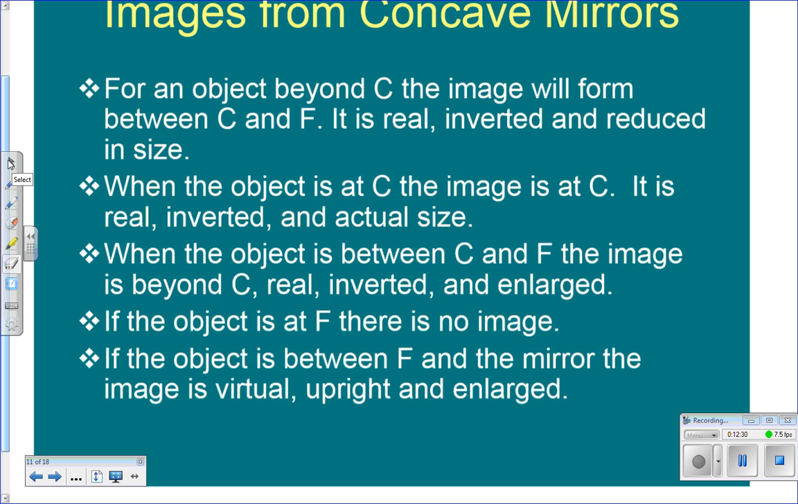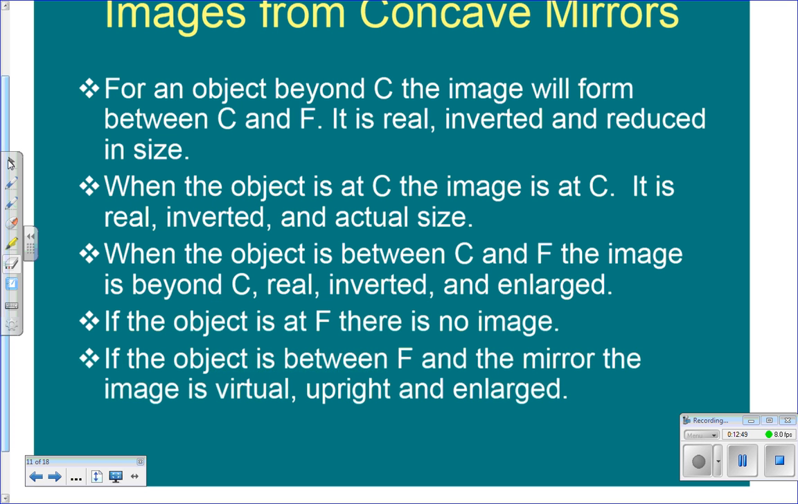That was an object that was beyond the center of curvature, and as you saw, the image showed up between the center of curvature and the focal point. It's real, inverted, and reduced in size. As you move the object closer to the mirror, the image gets farther away and it gets larger.